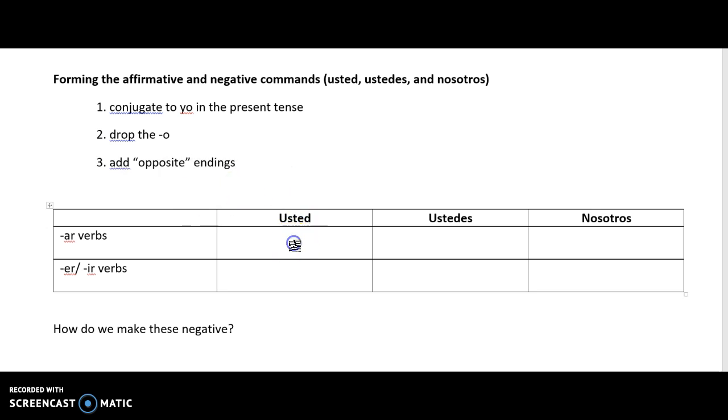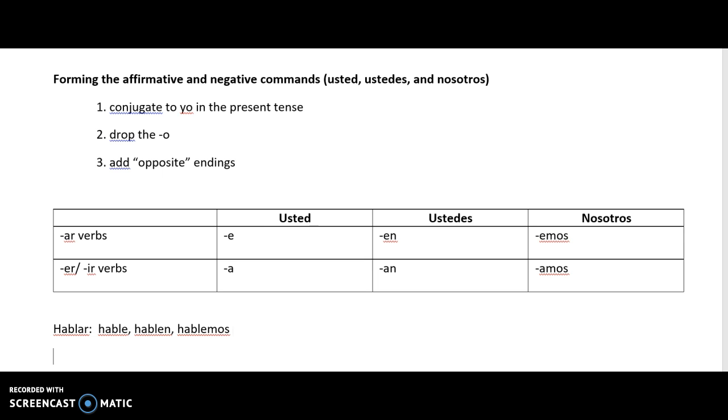endings. So for AR verbs in usted, that's going to be an E. For ustedes, it will be N, and for nosotros, it will be amos. For ER and IR verbs in the usted form, we'll add A, ustedes will add an, and nosotros, amos. So, for example, if we have the verb hablar, it would be usted hable, ustedes hablen, and nosotros hablemos. So the nosotros form is going to be along the lines of let's do something, let's talk, hablemos.